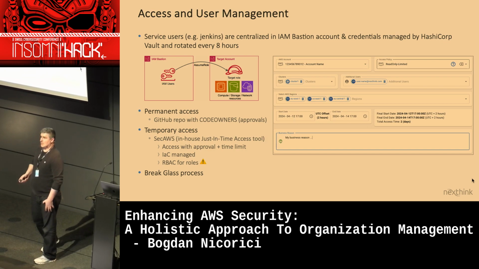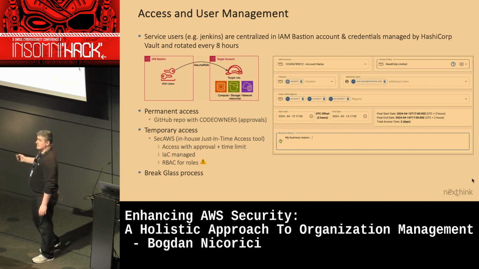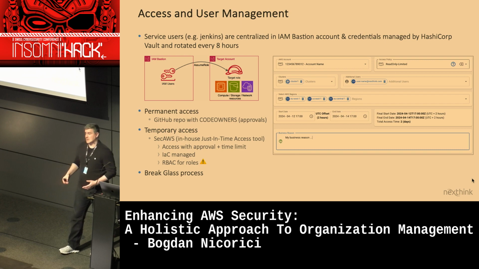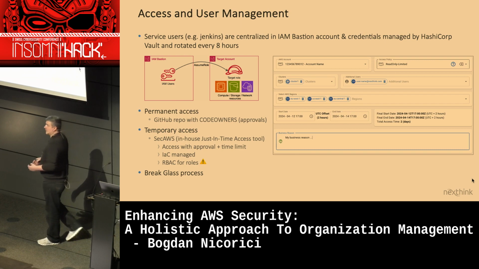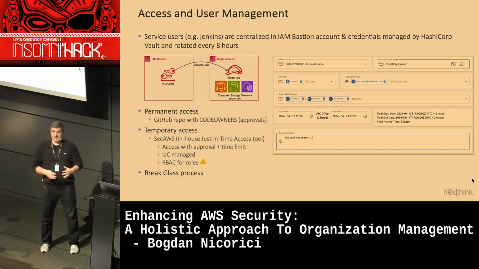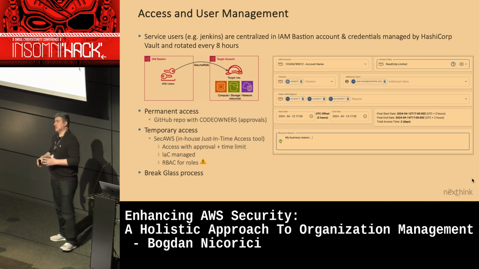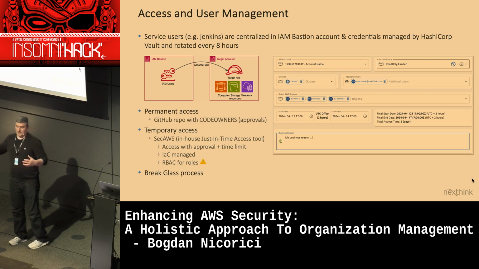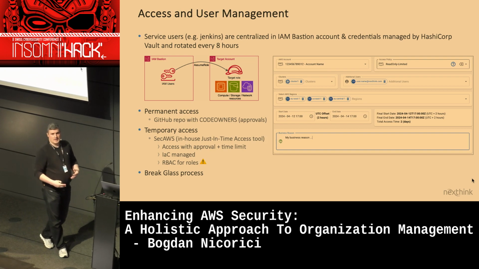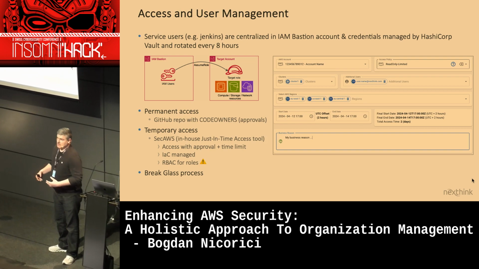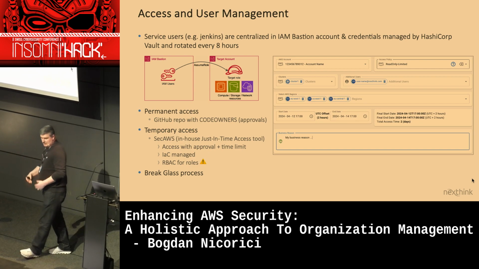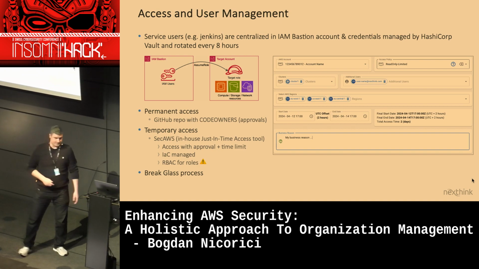And we also have a break the glass process, which means that if this tool fails, we still need to have a way to access the accounts. So we have a break the glass, which is a two-man job. One team can unlock the break the glass role, but they can't use it. And the team that can use it, they can't unlock it. So you need two people to agree in order to unlock the break the glass so it can be used, which means that it's not sufficient to only compromise one account. You need to compromise multiple accounts to actually have access to it.